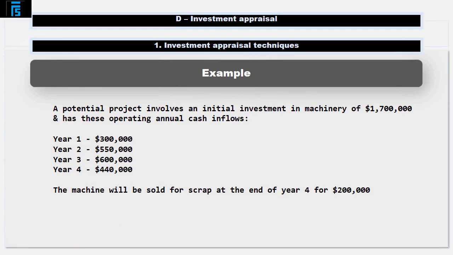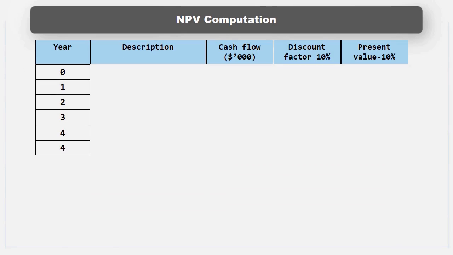Let's go back to our earlier example. A potential project involves an initial investment in machinery of $1.7 million and has these operating annual cash inflows. Year 1, $300,000. Year 2, $550,000. Year 3, $600,000, and Year 4, $440,000. The machinery will be sold for scrap at the end of Year 4 for $200,000. Now, let's work out the NPV for this project.